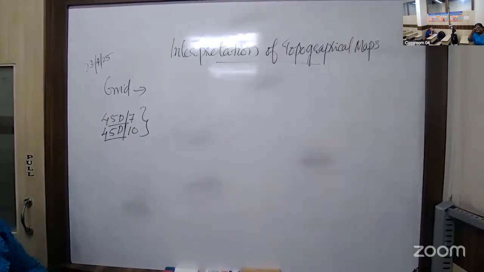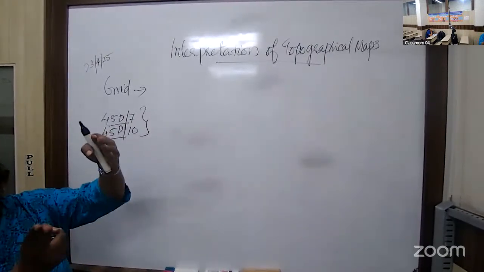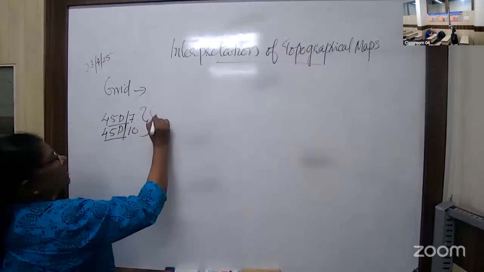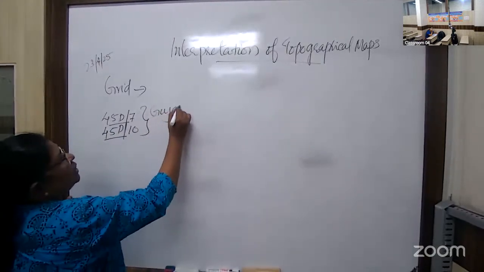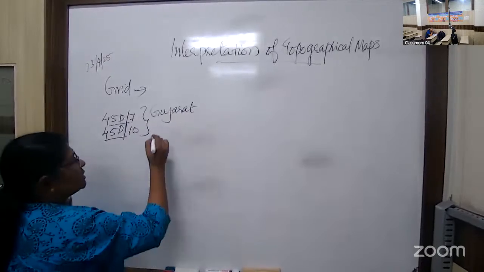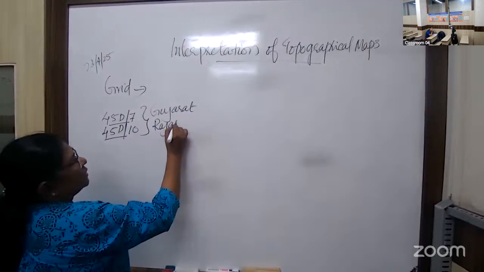When we observe the topographical map, you can find these places very clearly. This is for the general idea. First, you have to study about Gujarat. The questions come from Gujarat or Rajasthan.